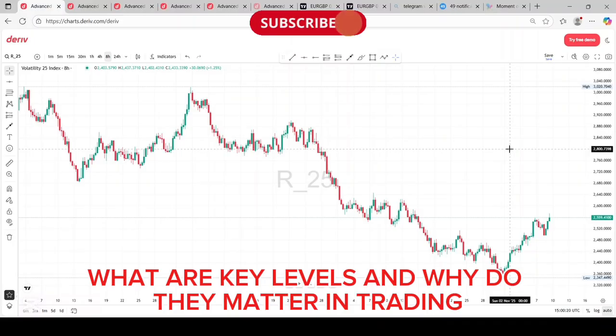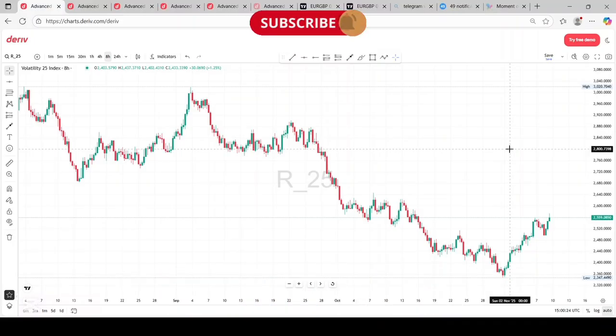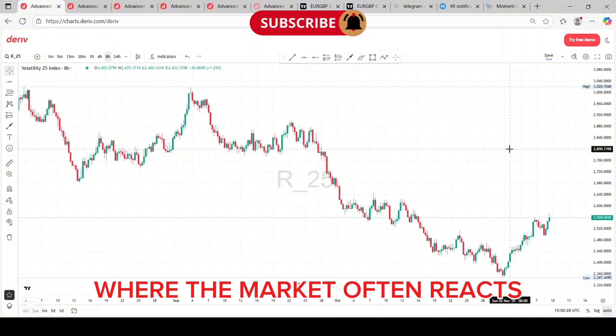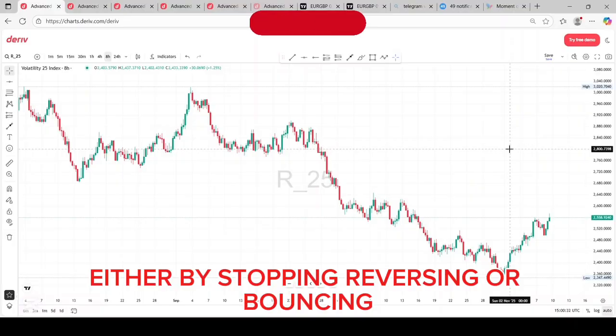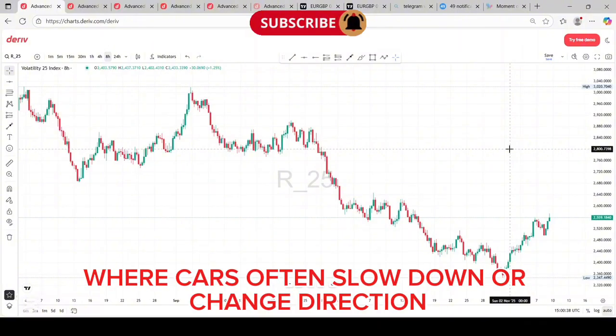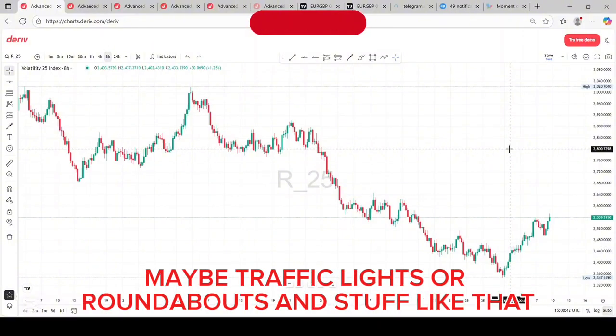What are key levels and why do they matter in trading? Key levels are special price points in a chart where the market often reacts, either by stopping, reversing, or bouncing. Think of them like important spots on a road where cars often slow down or change direction, maybe traffic lights or roundabouts and stuff like that.